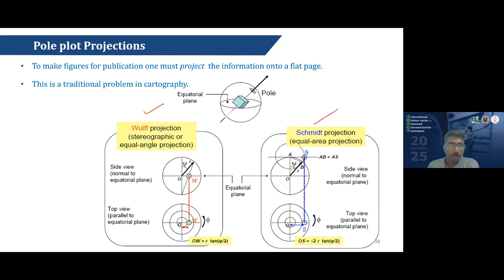In the case of Wulff projection or Schmidt projection, what we do is project a pole onto an equatorial plane. This is the equatorial plane. We project this pole onto the equatorial plane using different methods. In the case of Schmidt projection, this is the pole, and we project this to a two-dimensional plane. A top view of this equatorial plane is shown in the figure. This top view is called a pole figure graph.